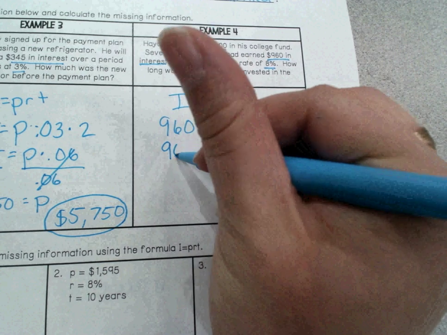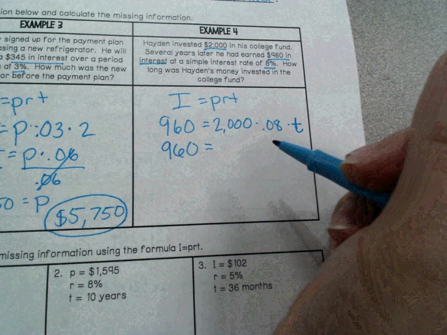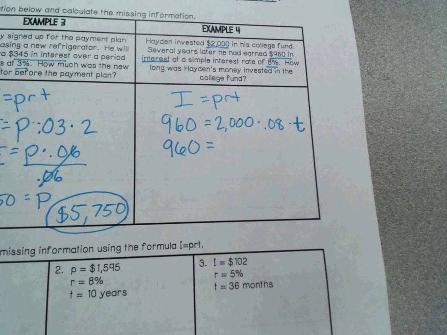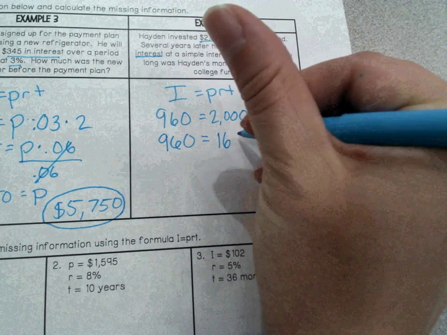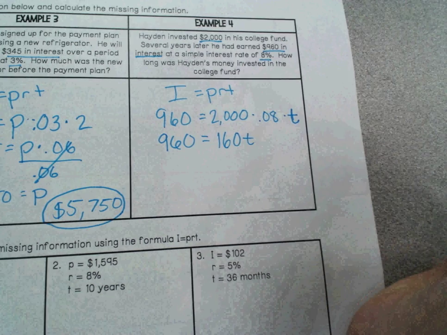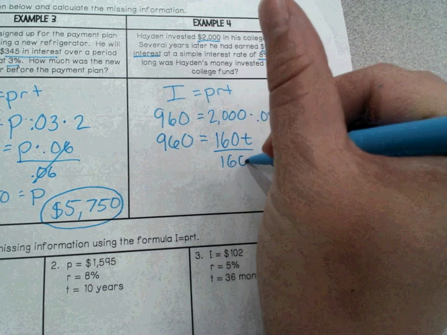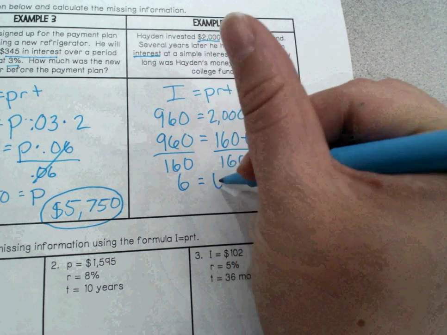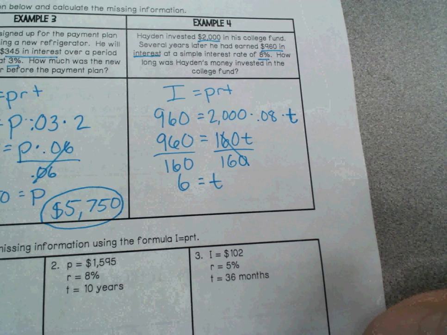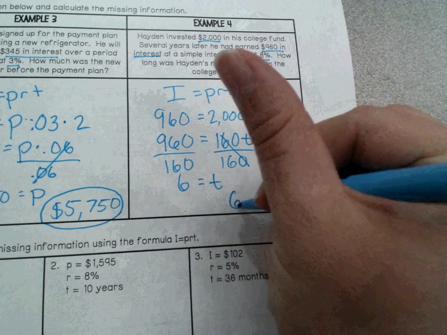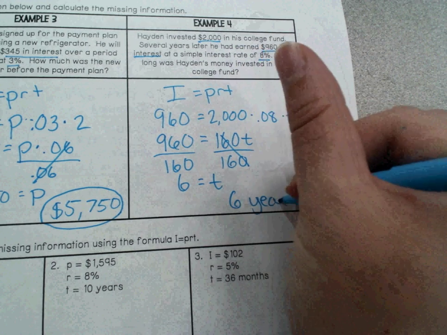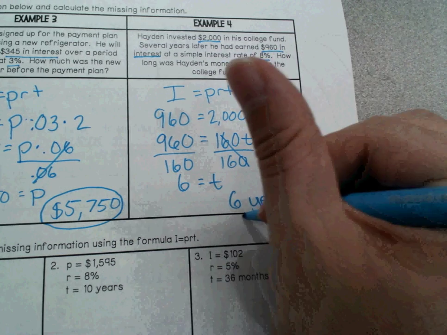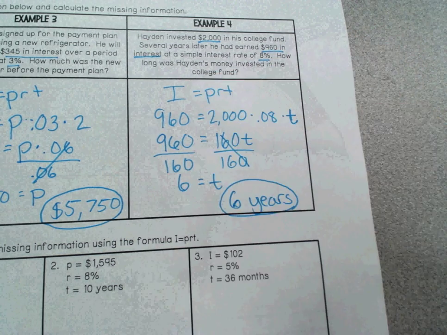So when we do this, we get 960 equals 2,000 times 8/100. When we do that on a calculator, we get 160. So we have 160 times T, or 160T. We want to get T by itself, so we divide both sides by 160. When we do that, we end up getting 6. So since T equals 6, he had the money invested in his account for 6 years, and that's how he got that $960 of interest. He was just sitting there for 6 years.